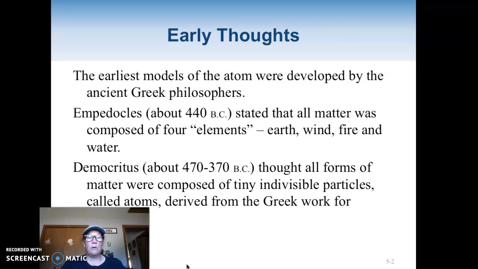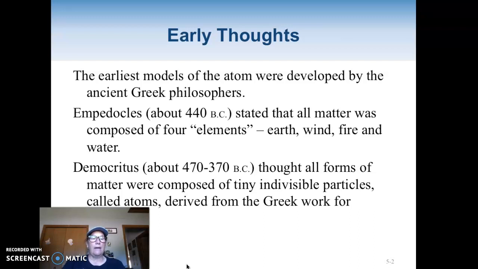But he's the first one to start classifying things, and then you had Democritus, and he was the one that said, wait a minute, everything's made out of these little tiny particles, and he named them atoms. So he's the one that came up with the name for atoms. The word atoms is a Greek word because that's what Democritus was. It means indivisible.